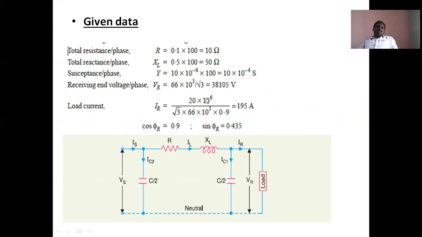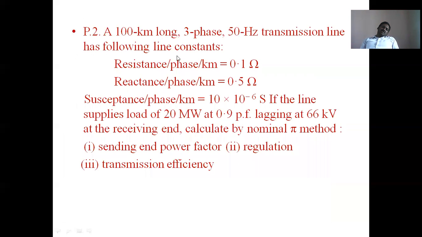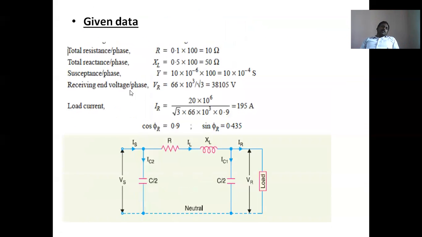Siemens, susceptance units are Siemens. And receiving end voltage per phase. This is a 3-phase system, that's why line voltage can be converted into phase voltage. 66 kV is the line voltage, and because it is a 3-phase system, we convert it to phase voltage. So IR is equal to P by root 3 VL cos phi. VL is 66 kV, then finally 195 ampere.